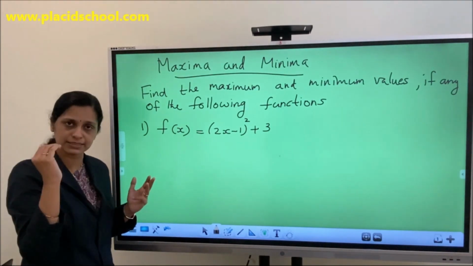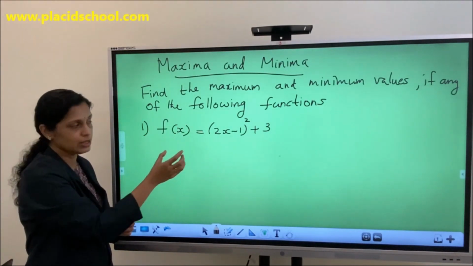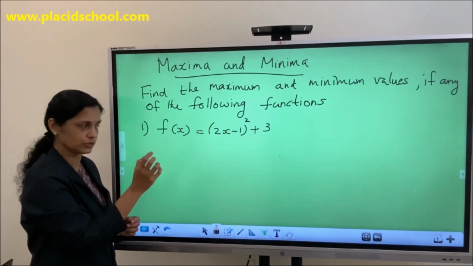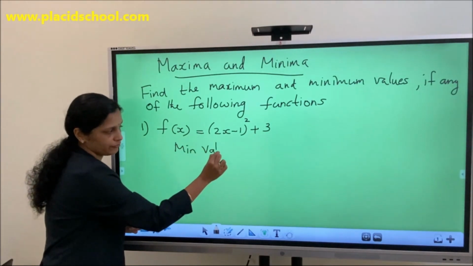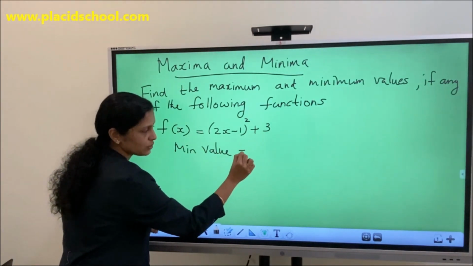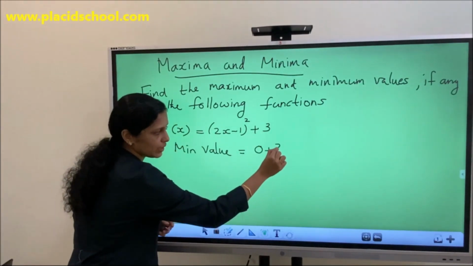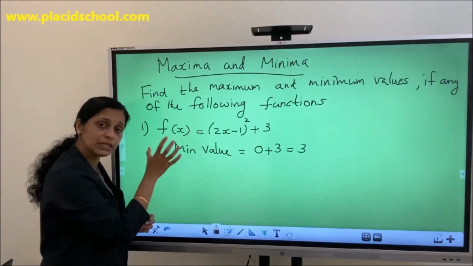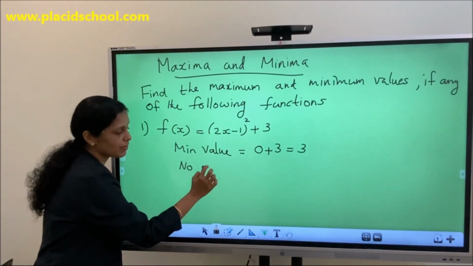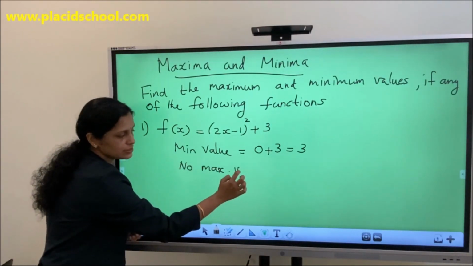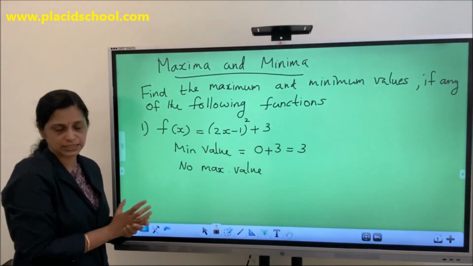It is increasing. Therefore, for the first term, we have a minimum value. Minimum value of a perfect square is 0. Therefore, we can define only the minimum value for f of x. For this first term, the minimum value is 0, plus the second term 3. Therefore, 3 is the minimum value of this function and we cannot find any maximum value for this function because the first term is a square, it is increasing.